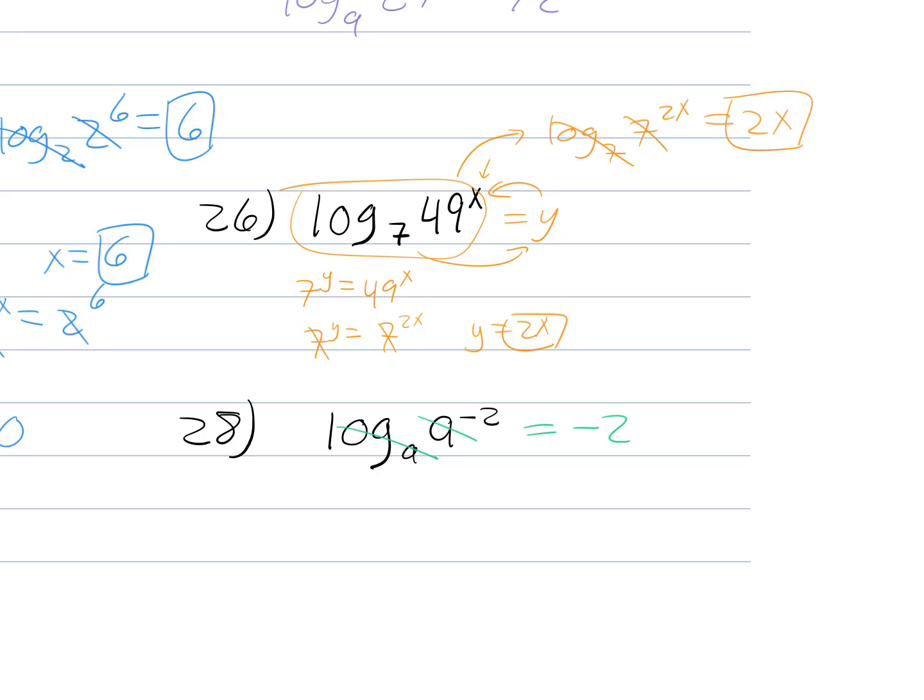If you didn't like that, you would have set it equal to something. So like log base a of a to the -2 equals x. Convert it, we get a to the x equals a to the -2. And then your bases cancel, and then you still get an answer of -2. But knowing the property made it a lot simpler.